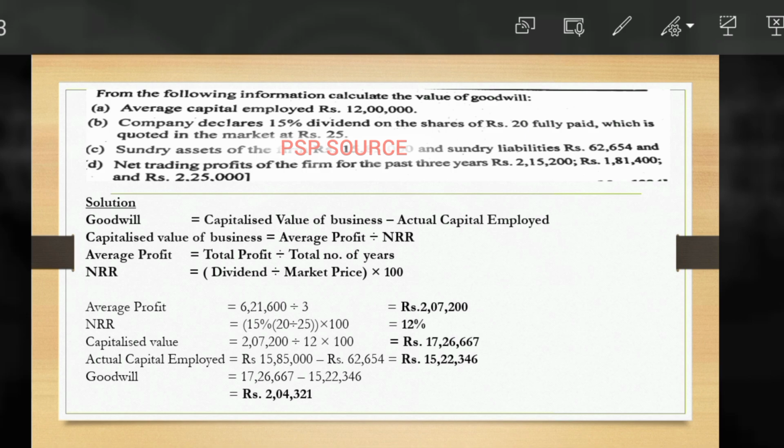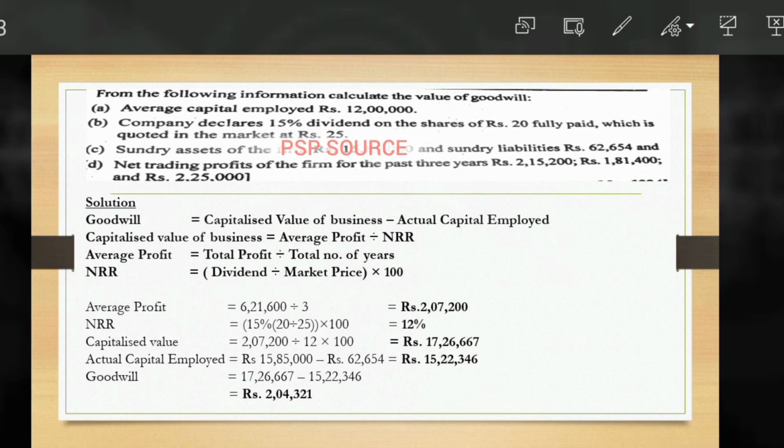Next, we have to calculate actual capital employed by subtracting liabilities from the assets. Here the liability given is rupees 62,654 and the assets given are rupees 15,85,000. If you subtract liabilities from assets, we get rupees 15,22,346 as the actual capital employed.